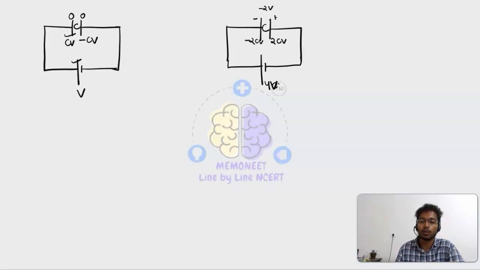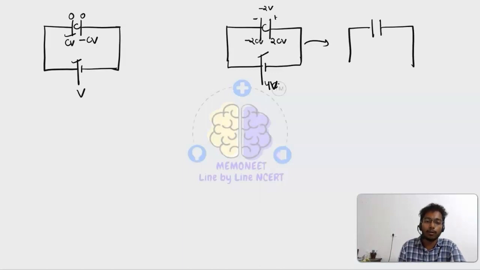So what it will do, it will make the positive plate of the capacitor connected to the higher potential of the battery. So in the final setup, it is connected to the positive, the higher potential, that is 4 volts. In this plate the charge will be 4CV, and this will act as the negative plate as it is connected to the lower potential of the battery, that is minus 4CV.